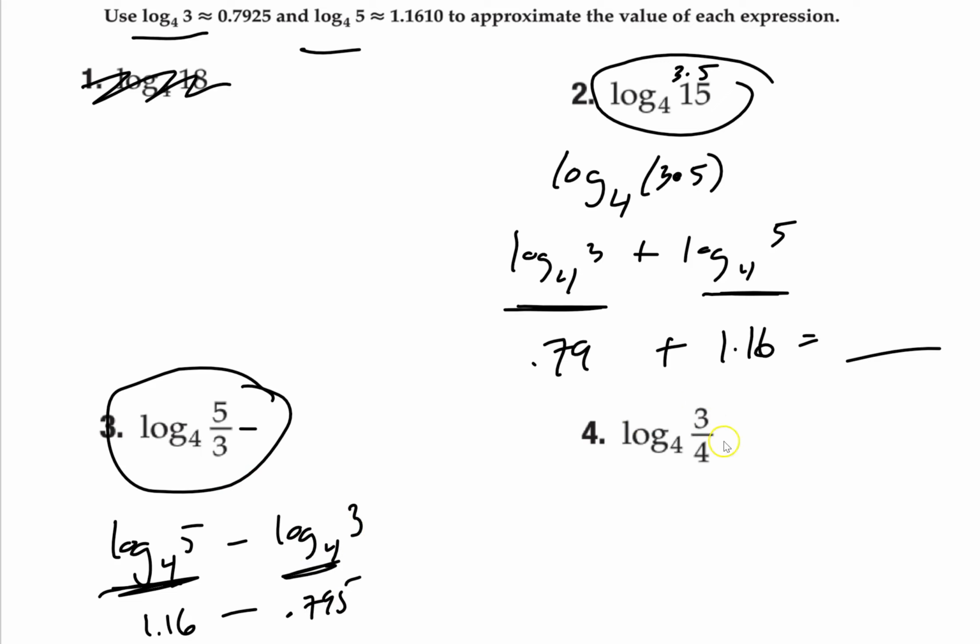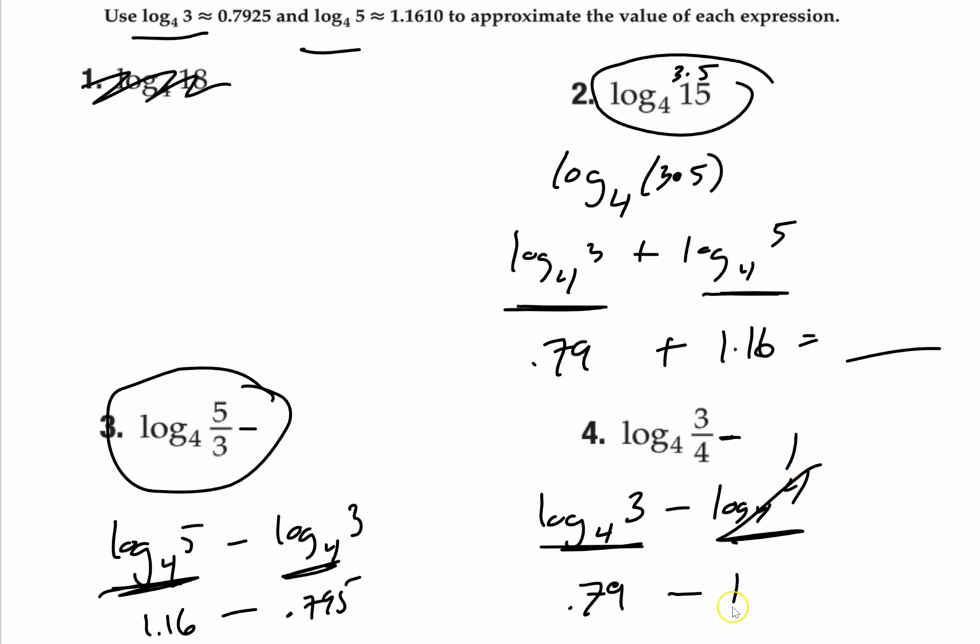Look at this one. Similar idea, but 3 and 4. I don't have 4 up here. Let's do it anyway, though. Divide means minus: log base 4 of 3 minus log base 4 of 4. This, I know what that is. They gave it to me, 0.79. And this, remember, the same log base 4 of 4? That's just 1. It's a rule. So you get negative 0.21.